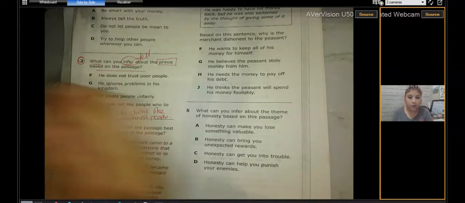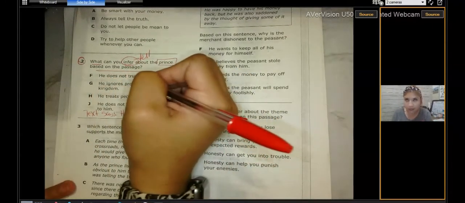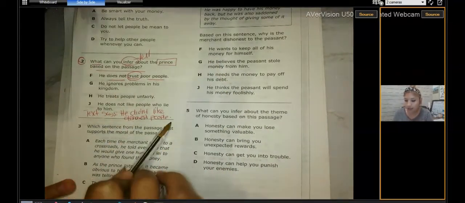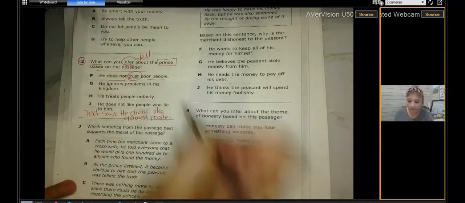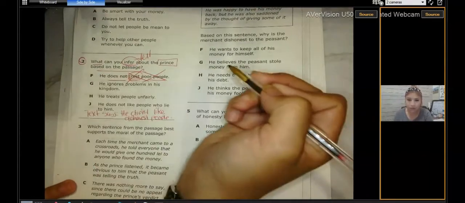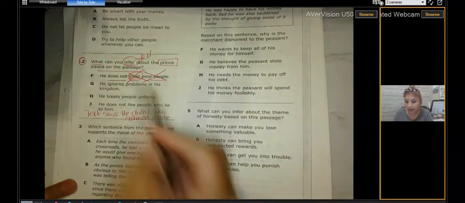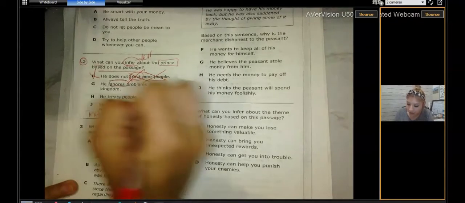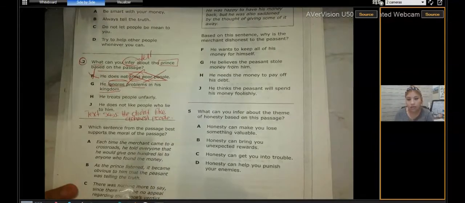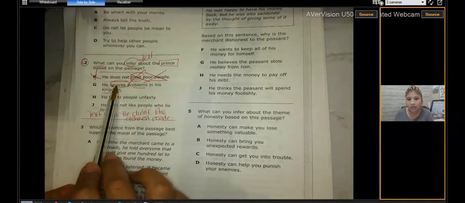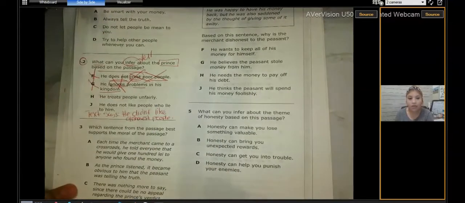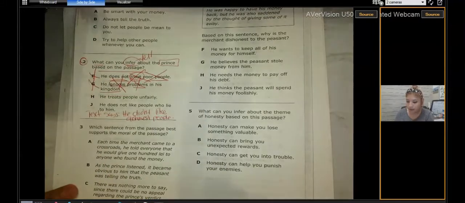He does not trust poor people. So my synonym here, I'm sorry, not my synonym. My verb is trust. So because he doesn't like dishonest people, does it mean that he doesn't trust poor people? It doesn't have to do with poor people. It's not trusting dishonest people. So F is out. G. He ignores problems in his kingdoms. So because he doesn't like dishonest people, is it that he ignores problems in his kingdom? Nope, it's not talking anything about ignoring the problems.